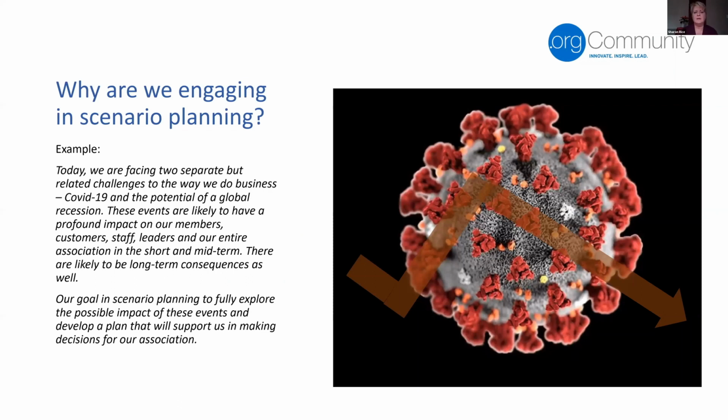Our goal in scenario planning is to fully explore the possible impact of these events and develop a plan that will support us in making decisions for our association. So these dual events are part of, as Abe says, what makes this a very different crisis than what we experienced in 2008. So we've got the humanitarian crisis and we have the economic crisis.